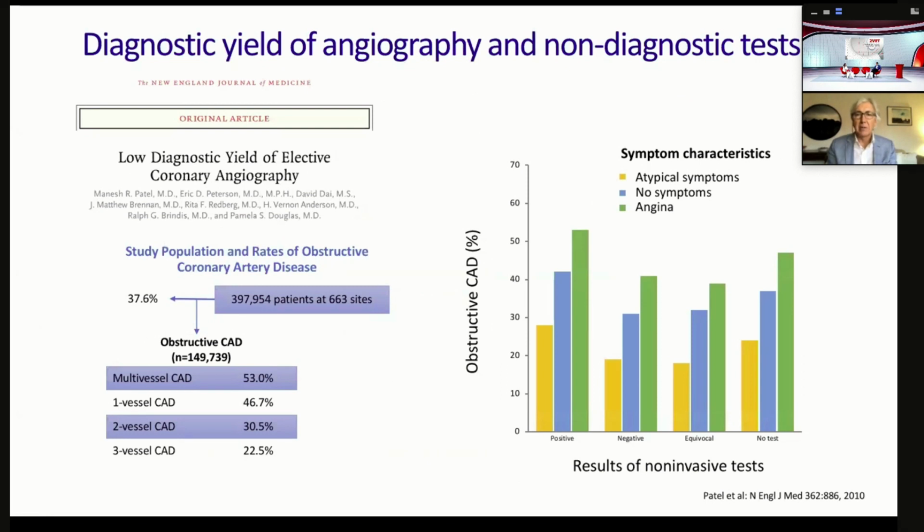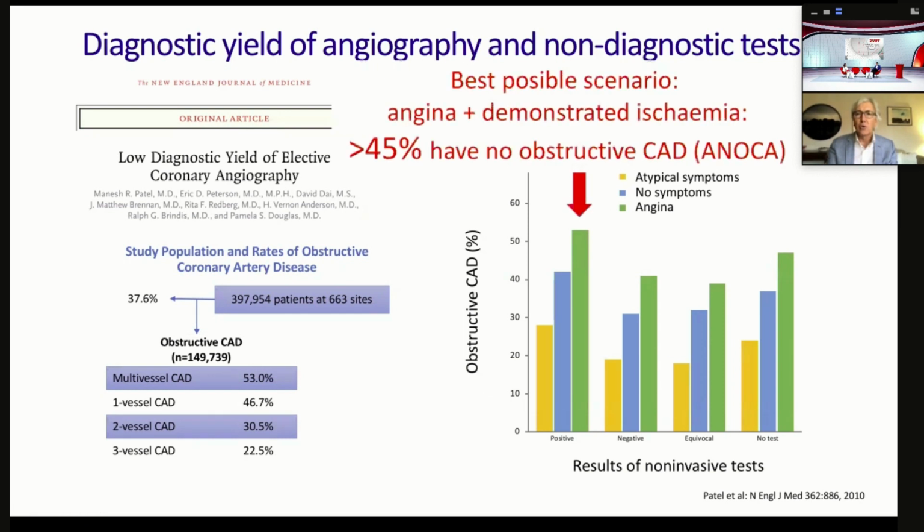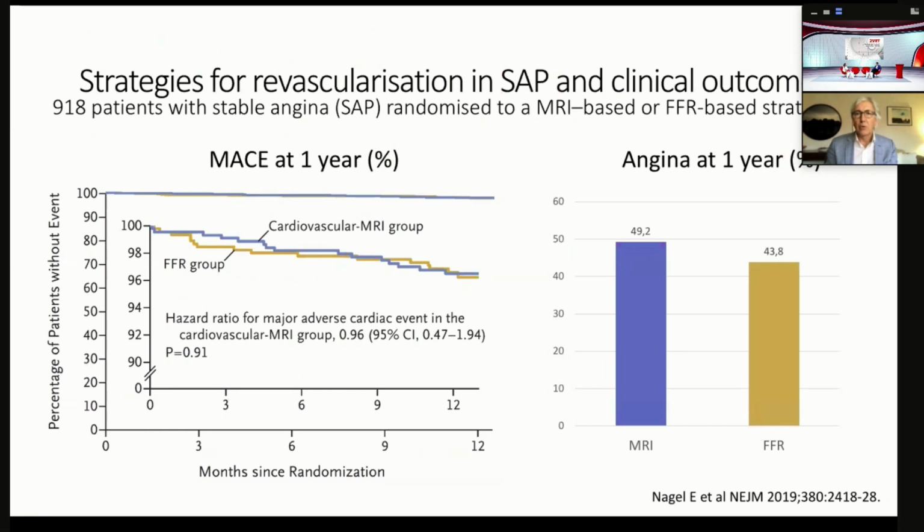Now, a good example of this is this very well-known paper by Manesh Patel, a huge study population from the States. You look at the patients who are sent to the cath lab for coronary angiography, and you select those patients who are the highest yield for angiography, that means patients who have angina, a positive exercise test or a positive ischemia test. You find that even in this selected population, more than 45% of these patients do not have obstructive disease in the coronary angiography.